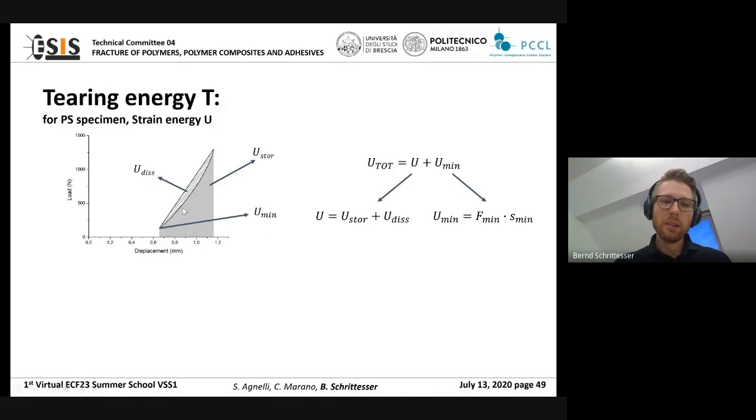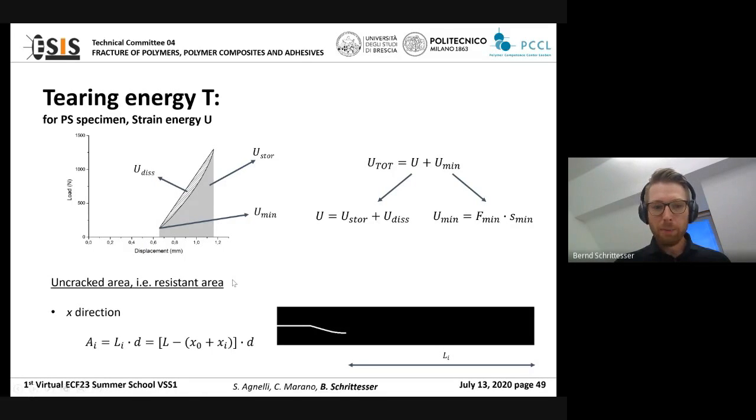There are different ways to define these different energies. We decided to finally move with a minimum energy with F min times S min, because we also want to consider the static load of the specimen. And I will come back to this later, what's the reason behind this.